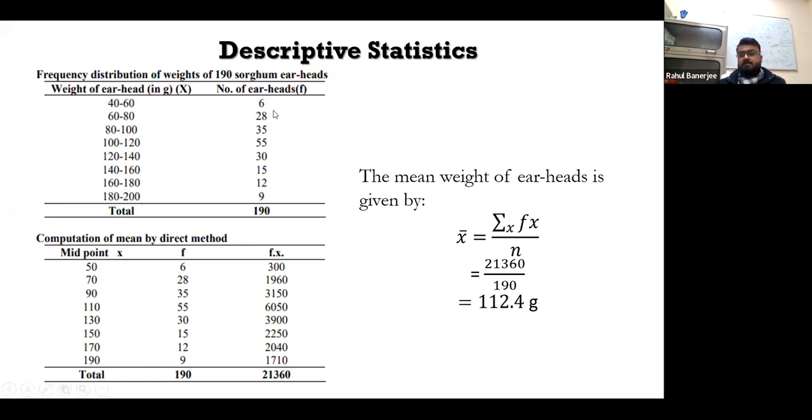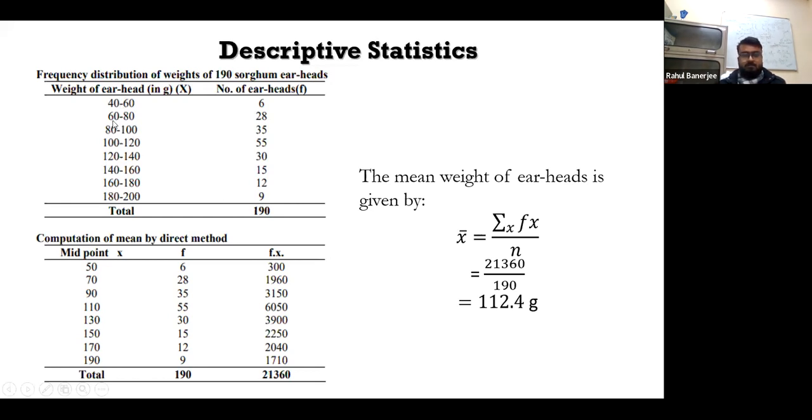Now this is the frequency. The 6 represents that there were 6 ear heads which had weight in the range 40 to 60. Similarly, there were 28 of them having weight between 60 to 80, and 35 of them between 80 to 100, and so on. So you calculate the total frequency, 190. Now 190 means the total number of ear heads that you sampled. 6 ear heads belong to this category, 28 belong to this category. So if you add all of this, irrespective of the category, in total we have this many ear heads. Okay. Now how to calculate the mean?